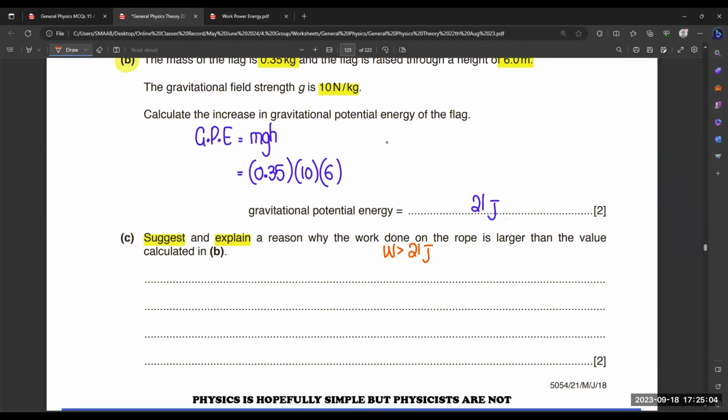So when you try to write this answer, 21 joule is the work done that we require to pull the flag. But there are some additional forces like friction, air resistance. So that will also increase the resistive force. So to overcome that resistive force, you need to do more work, right? So that is the problem that you have to cover in this situation. So now anybody wants to answer?